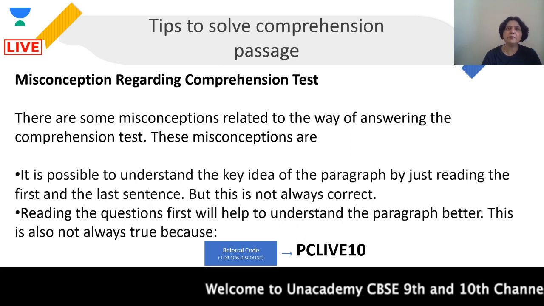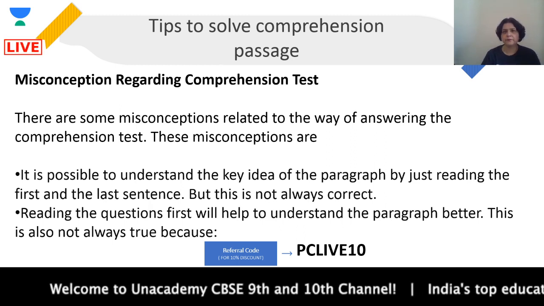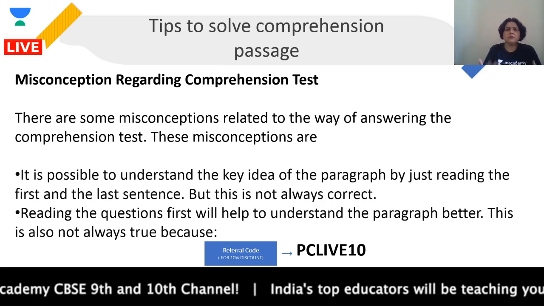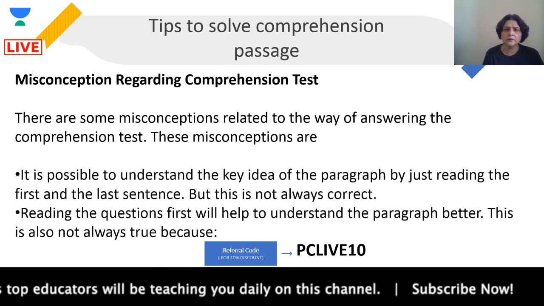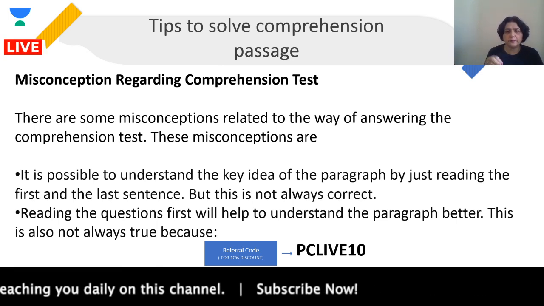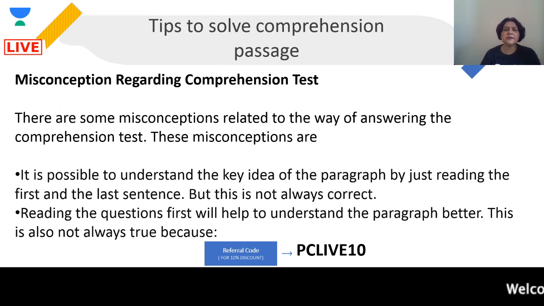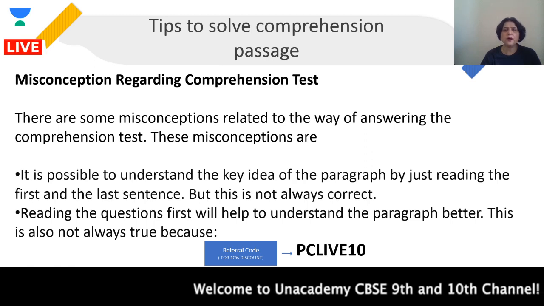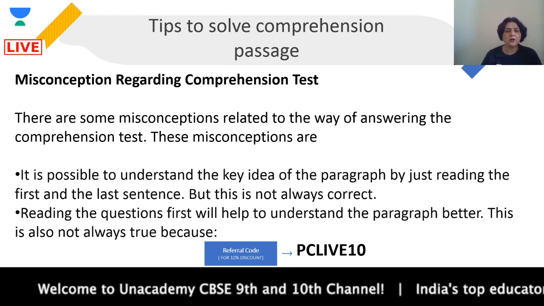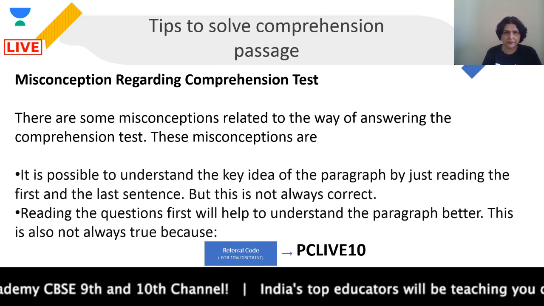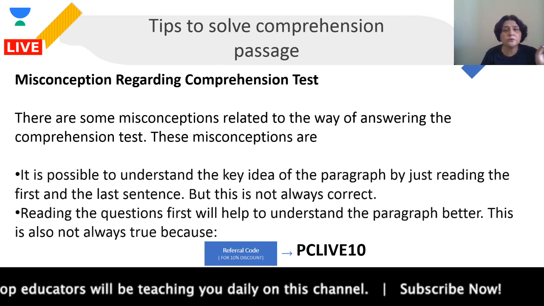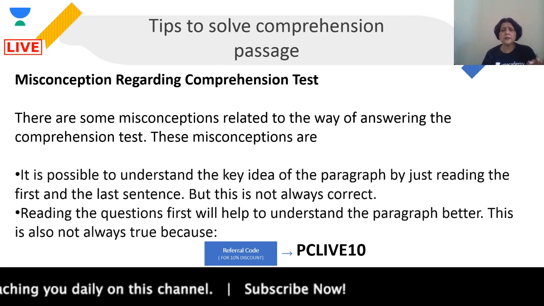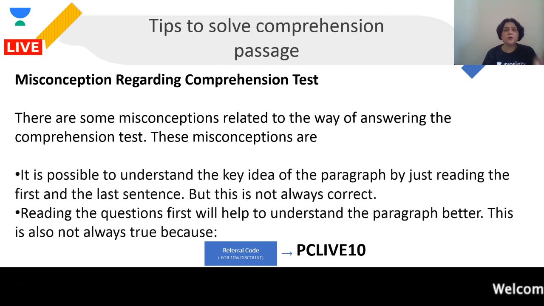If, for example, you have started reading the questions first, how will you come to understand what the question is asking about? Because at that point of time, you are clueless about the content of the passage, and all the questions which are asked are related to the content. So if you are not at all aware of the content, how is it possible that you just read the question and you understand that, okay, the answer is this? This is a huge misconception. Please do not do this. Do not fall into the trap.